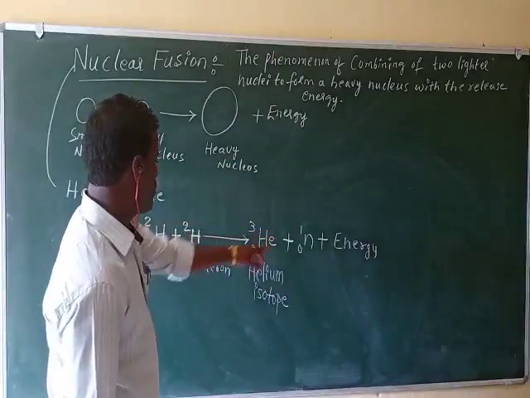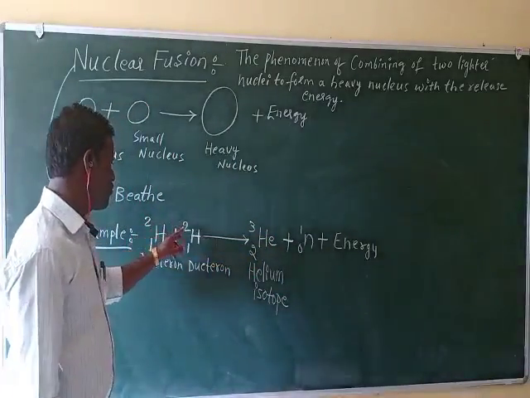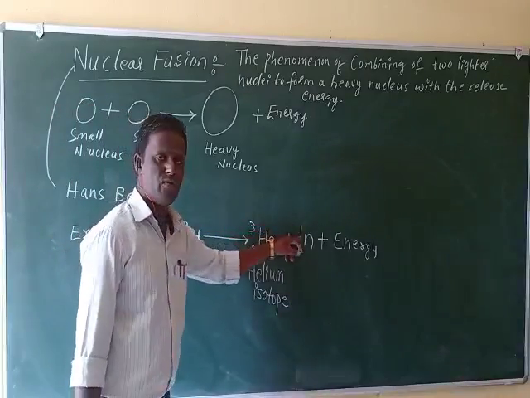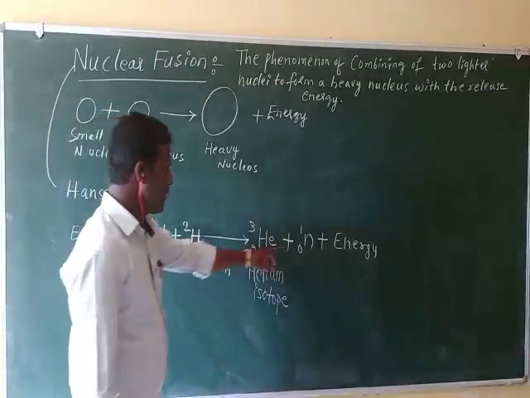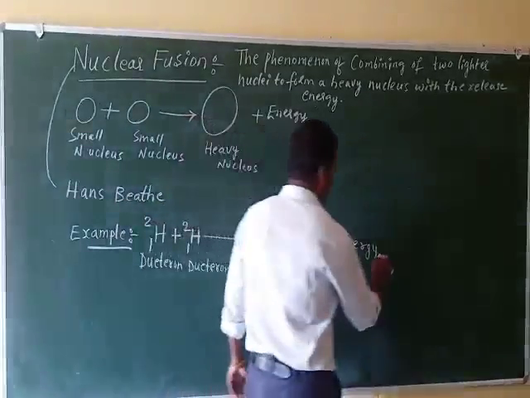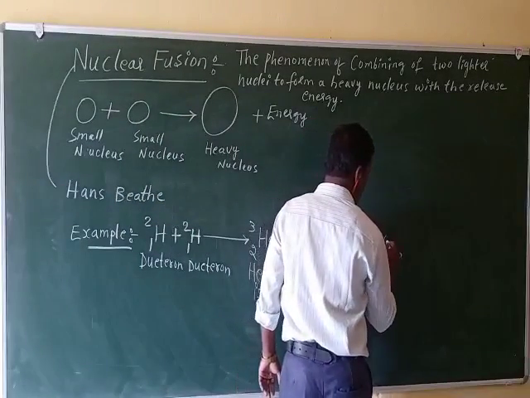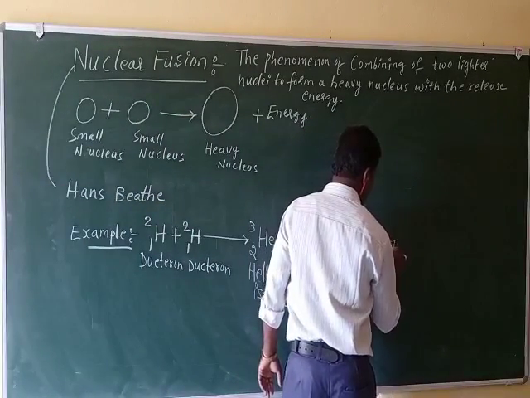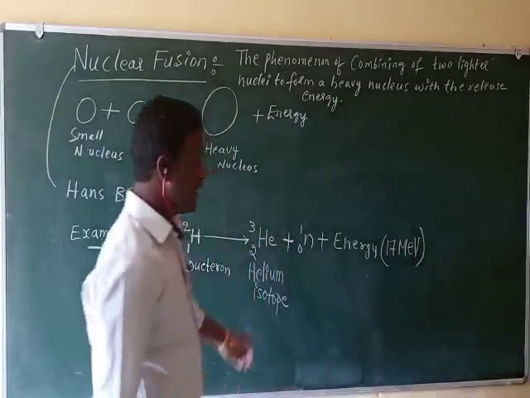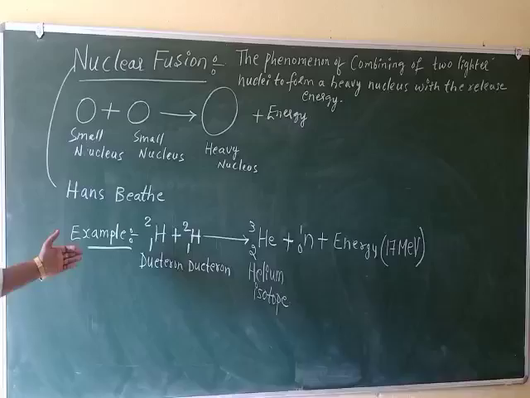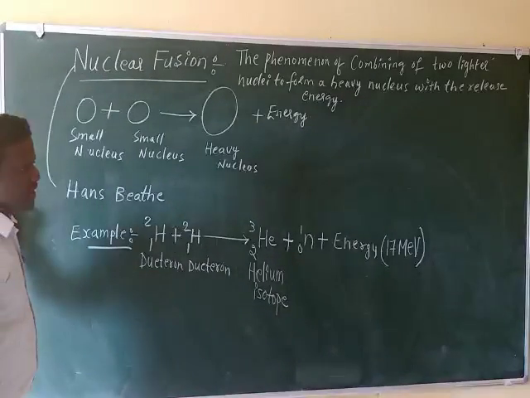Plus one neutron. Here mass number 2 plus 2 is 4, and 3 plus 1 is 4. Atomic number 1 plus 1 is 2, and 2 plus 0 is 2. Plus energy. The energy released in the nuclear fusion process is up to 17 mega electron volts.